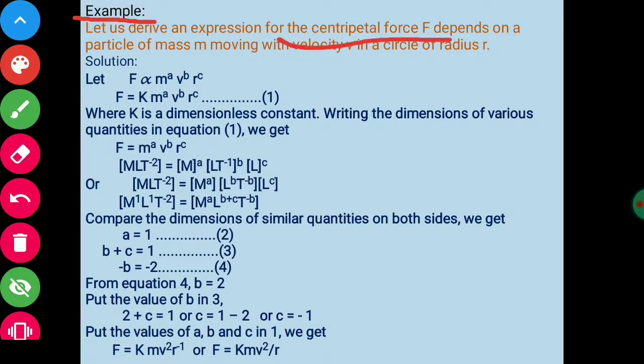Centripetal force is something we will discuss in the upcoming chapters. I'll simply explain it to you. When you are moving in a circular path, the force which acts towards the center is said to be centripetal force. Now, you are moving in what? A circular path. So the centripetal force depends on a particle of mass m, velocity v, and radius of the circular path r.